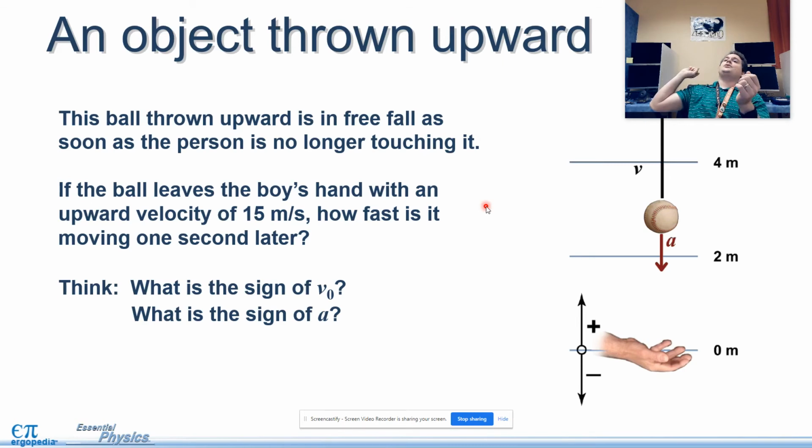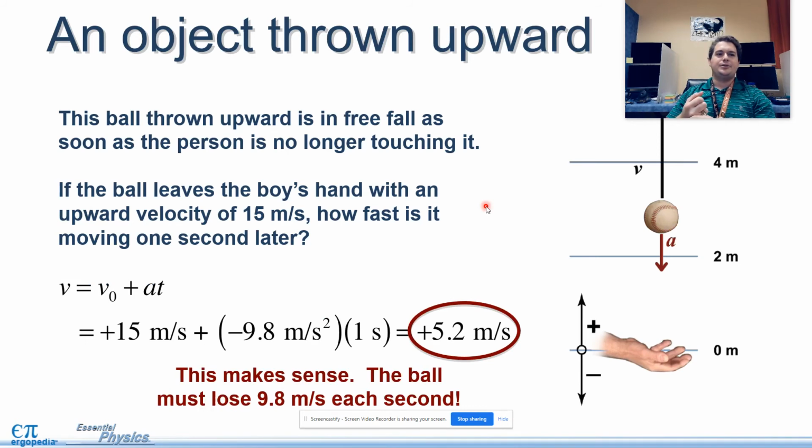Now, acceleration: if you throw it up, the reason it comes back down is that it's always being affected by a negative acceleration, negative 9.8 meters per second squared. Super important fact: all the way through the arc of throwing a ball up in the air, that acceleration is negative 9.8 meters per second squared. So how fast is it moving 1 second later? We know the initial velocity is 15, the acceleration is negative 9.8, and the time is 1.